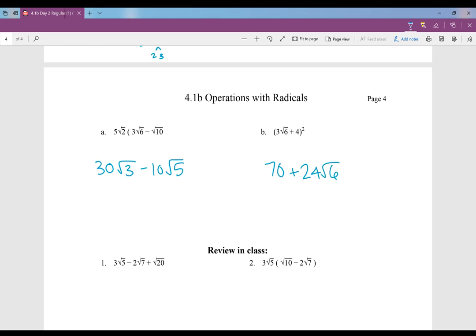And that's all we have for 4.1b. We're going to do these review and class questions at the beginning of next class.